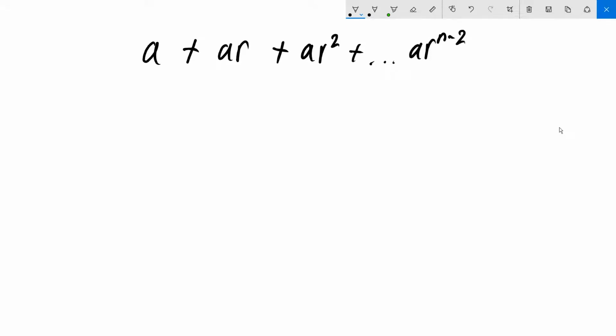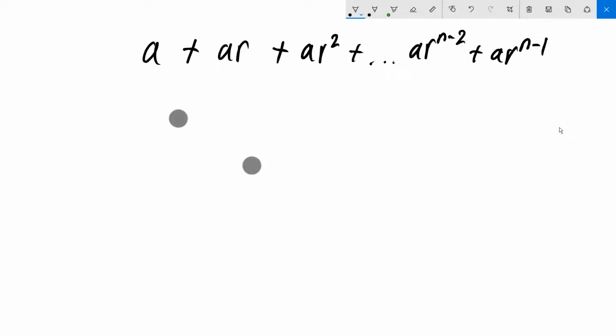So let's take a look at our formula for a geometric sequence. Tn equals a times r to the power of n minus 1. And now we're going to try and add them as a list of terms. So we have our first term a, plus our second term a times r, plus our third term a times r to the power of 2, and so on, all the way to a times r to the n minus 2 plus a times r to the n minus 1.